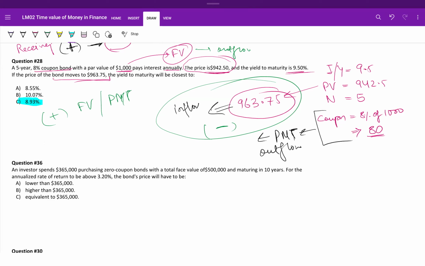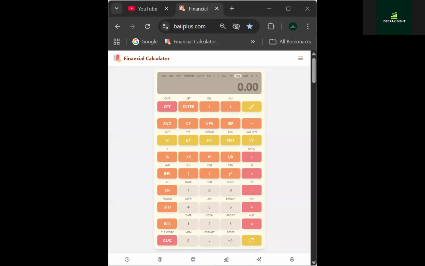Maybe I misread it. Let me just check it again. This should not be the issue. So it should be the exact value, not 8.55. I would not have calculated it one more time if I had not been unsure. 1000 is the FV, PMT is 80, and the present value is 963.75, a negative number. N is 5. Compute I/Y.